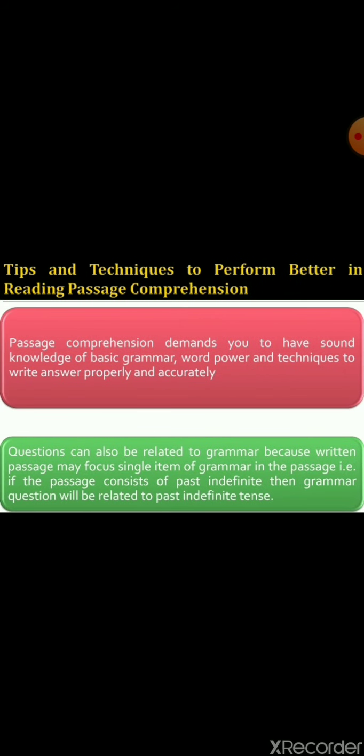Passage comprehension demands you to have sound knowledge of basic grammar, word power, and technique to write answers properly and accurately. Questions can also be related to grammar because a written passage may focus on a single item of grammar. For example, if the passage consists of past indefinite, then the grammar question will be related to past indefinite tense.